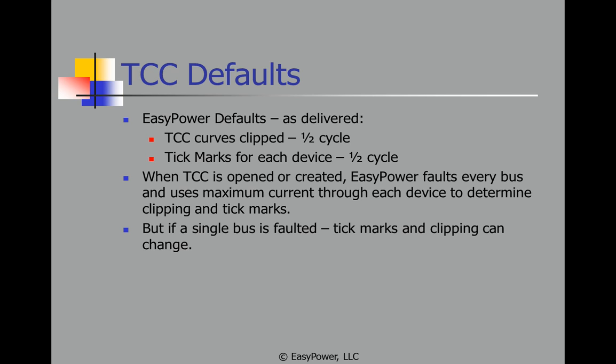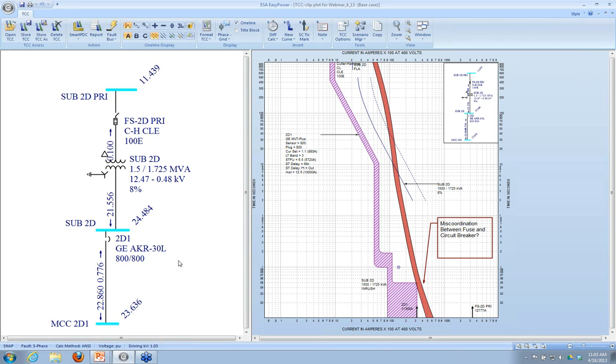The other thing to remember is every time you open the TCC, or you create one anyway, it's going to fault every bus. And so the tick marks and the clipping always represent the maximum current through that device. But if I fault a single bus, the tick marks and the clipping can change. So just wanted to look at that real quick.